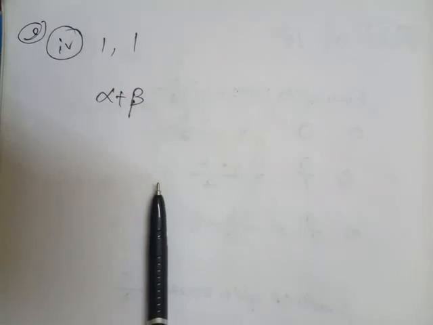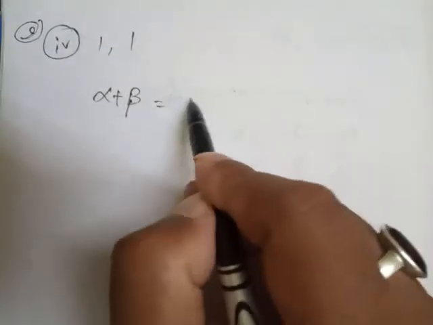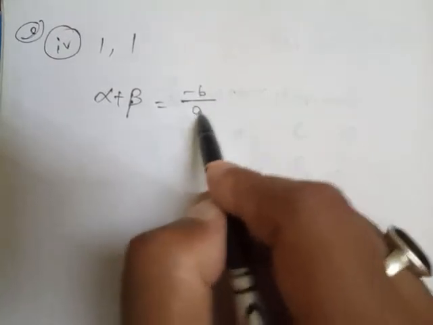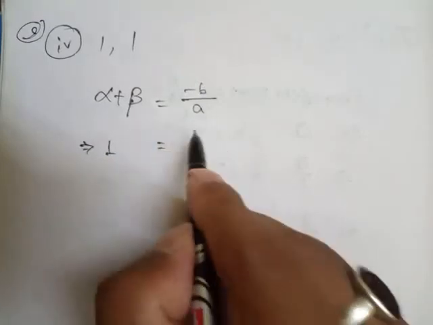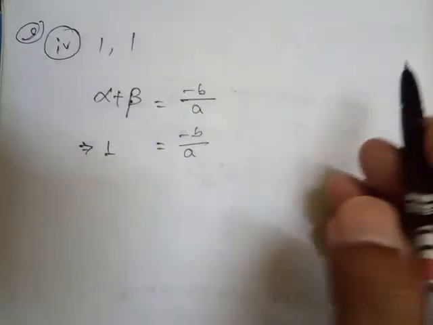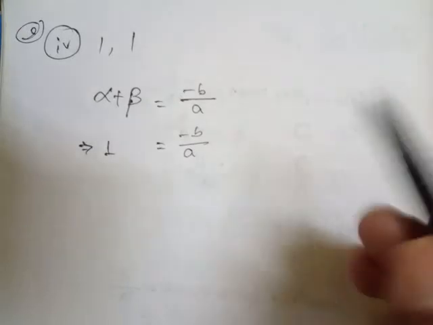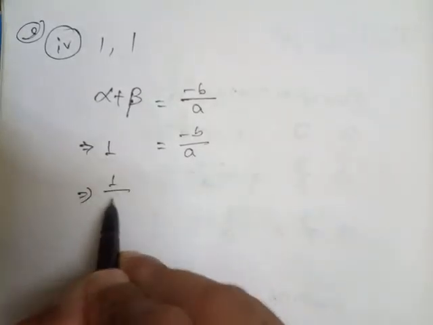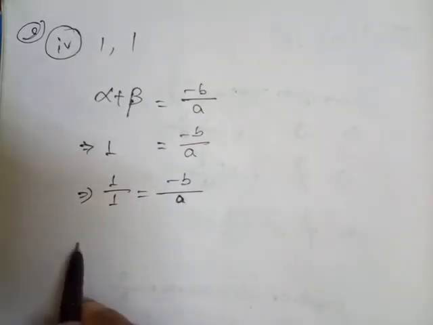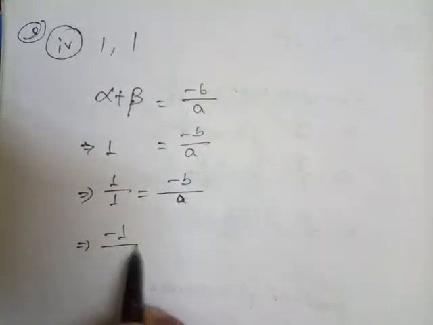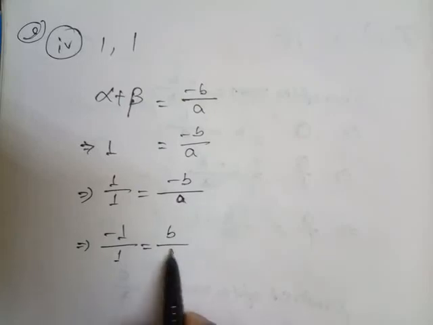So now I am writing here only alpha plus beta. Why? Because we know that it is the sum of the zeros. That's why alpha plus beta equals minus b by a. So alpha plus beta is 1 here, which means the sum is 1 and minus b by a. So this can be written as 1 by 1 equal to minus b by a, or in the next step if I take minus on that side, minus 1 by 1 equals b by a.